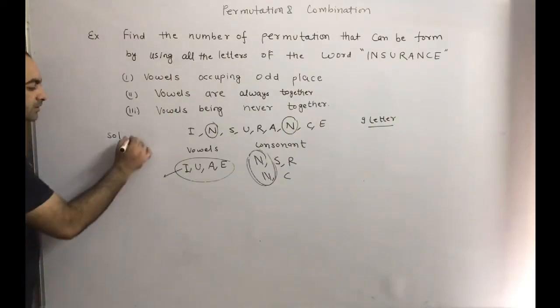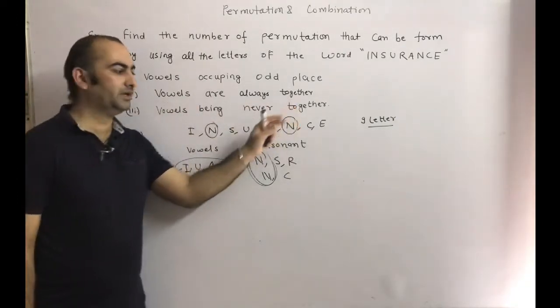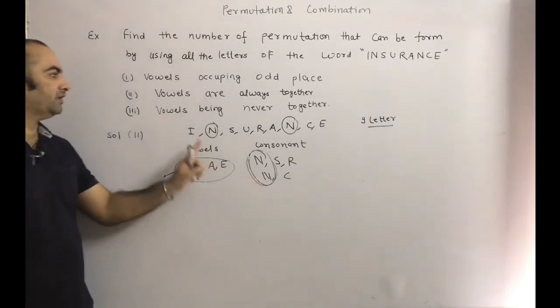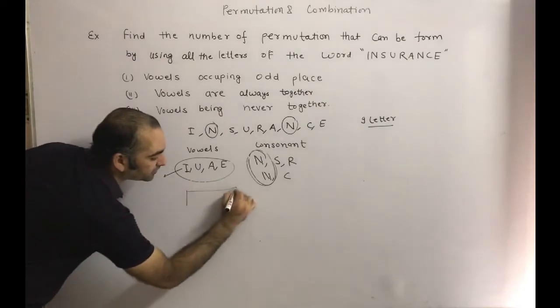Now we are solving the second part. The second part is: vowels are always together. Out of 9 letters we have 4 vowels and 5 consonants. Here we want vowels to be always together. That means all the 4 vowels should be together.